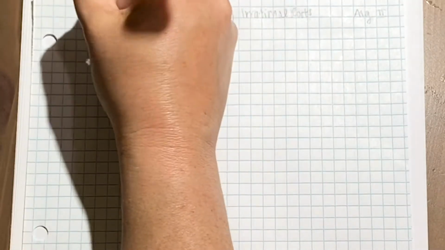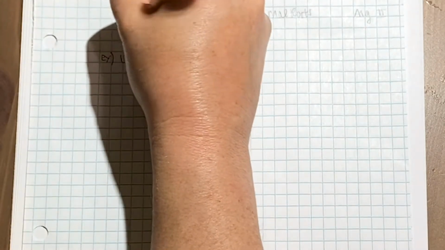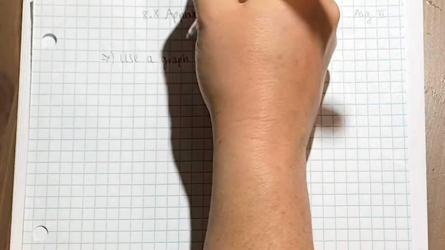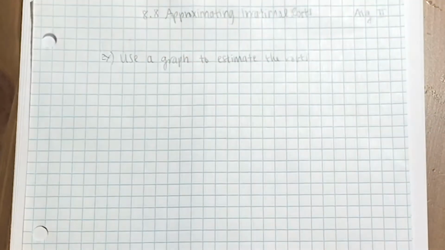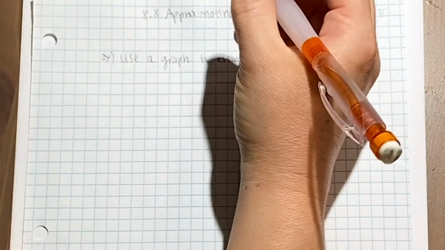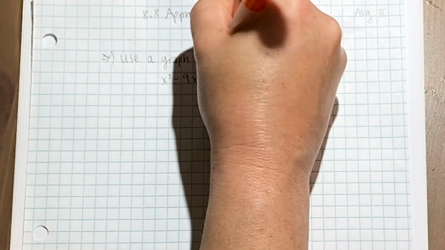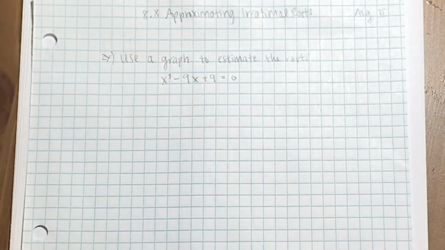All right, so for our first example, use a graph to estimate to the nearest half unit the roots of the equation. Our equation is going to be x cubed minus 9x plus 9 equals 0. All right, we're going to make a table.